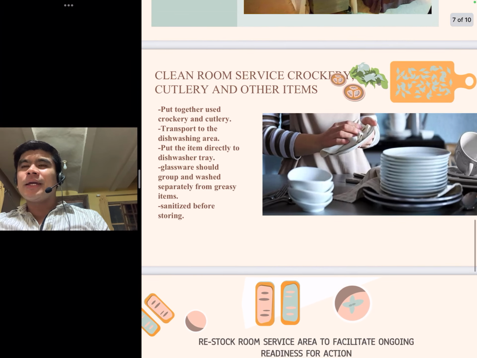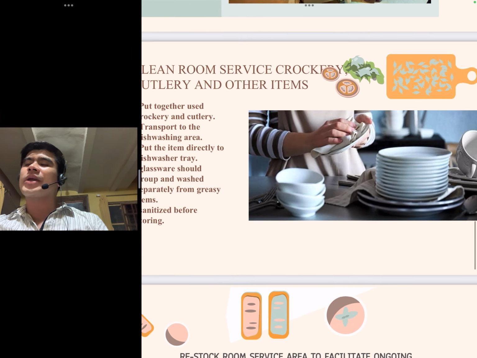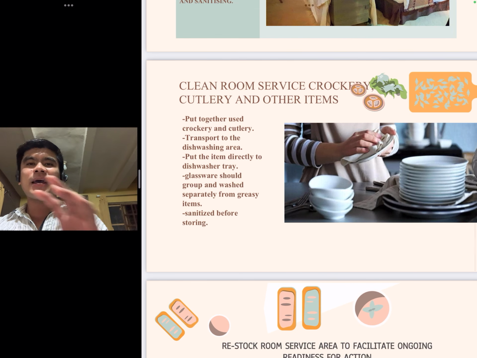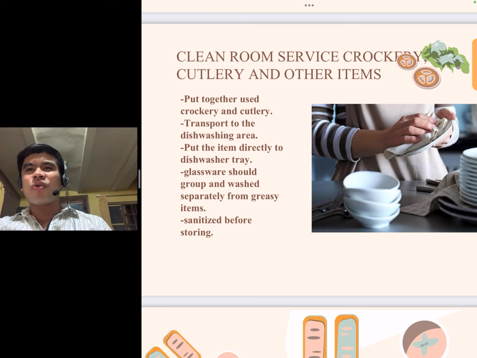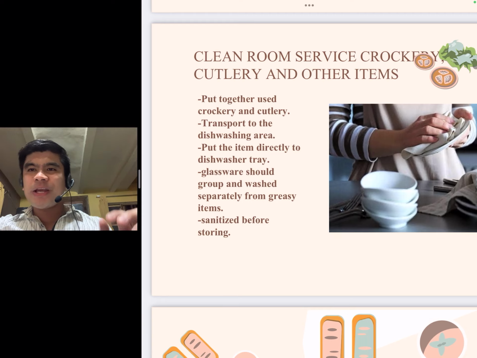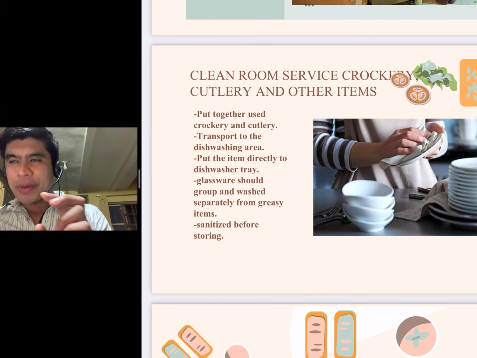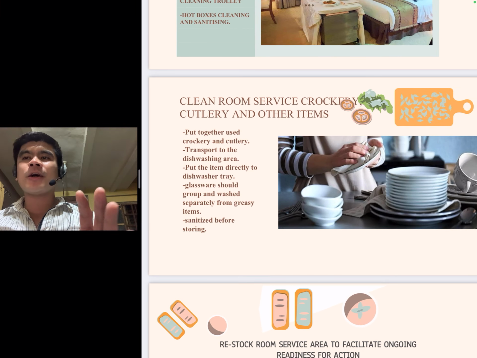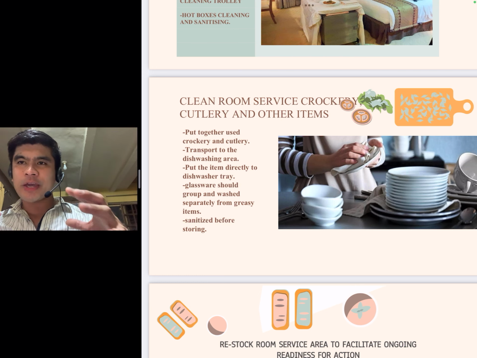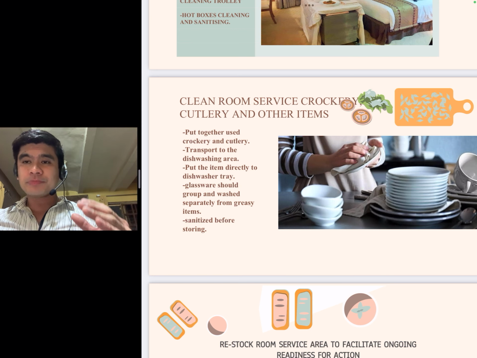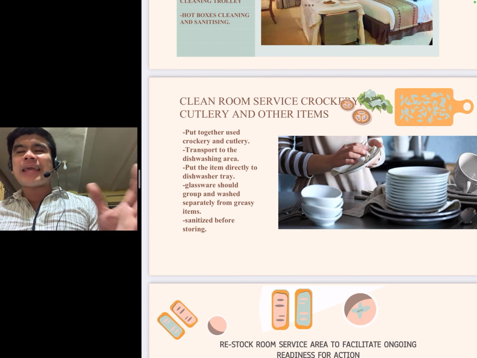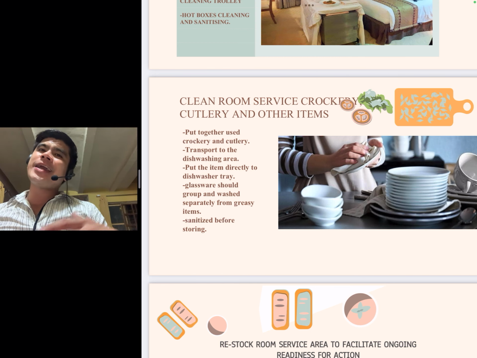Okay, so clean room service crockery. Crockery pertains to the ceramics or the plates. So how are you going to do that? That is very straightforward. Put together, transport to the dishwashing area. The only thing that you need to pay attention to is the proper storage of the dirty plates. Make sure you put them on the tray, nice and secured, to avoid any accidents, breakages, or damages.